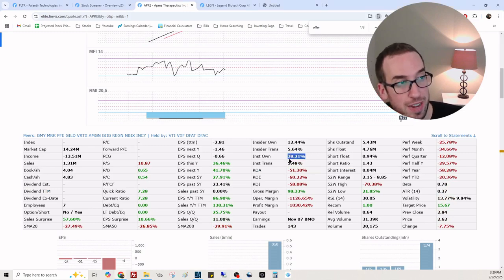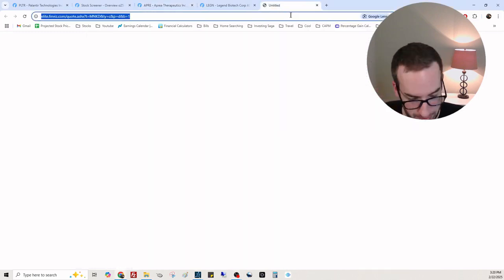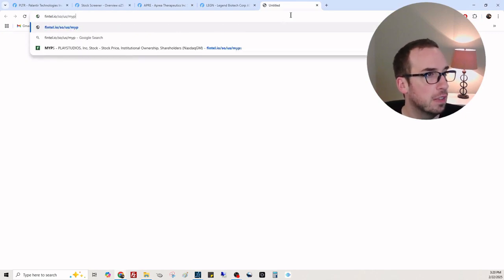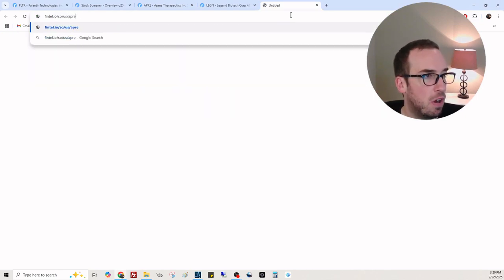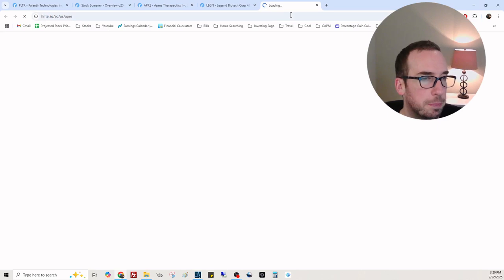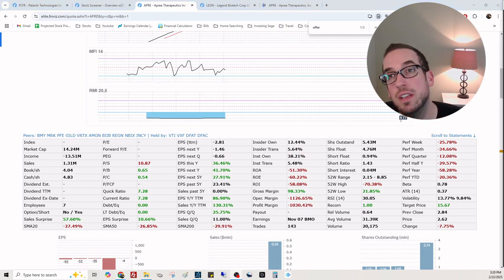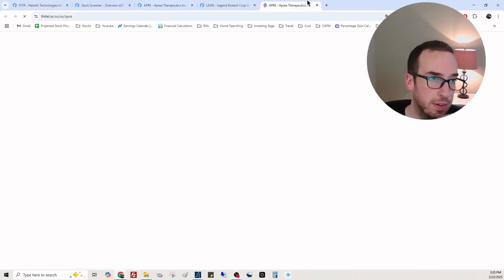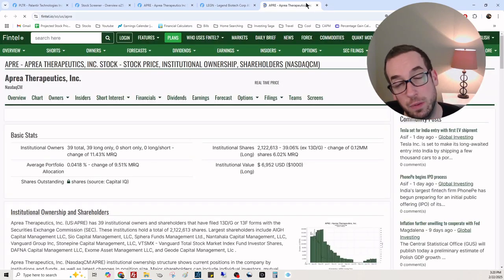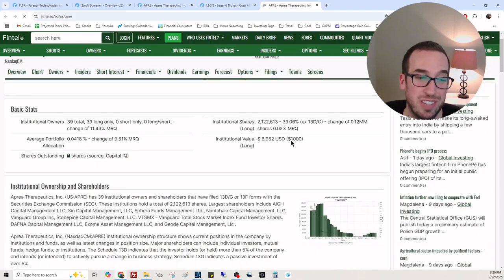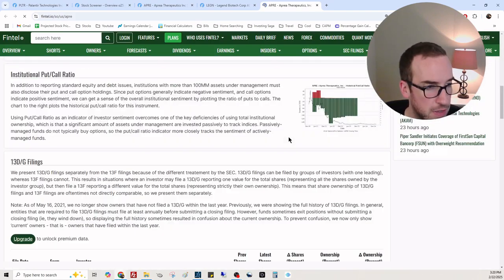Institutions own 38%. Are they going bananas? Let's find out. This is just an example. APRE. Let's just see if they are going bananas. Old data says they own 38%. Again, we're going to find out here. New data shows that they own actually 39%. So not that much more.